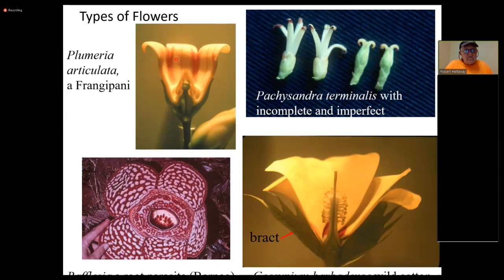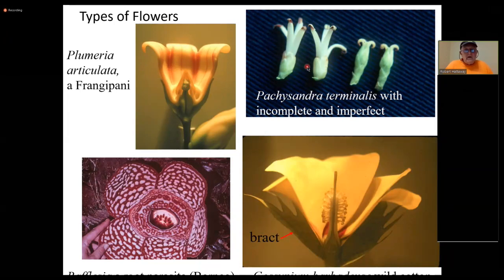Anyway, this is a sectional model view through a frangipani flower. Sepals are there, petals are there, stamens are there, overarching the female part inside here. This is the pistil, or the fused carpels, of a frangipani. So it's a complete, perfect flower.